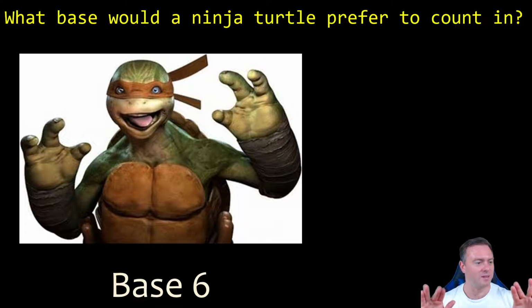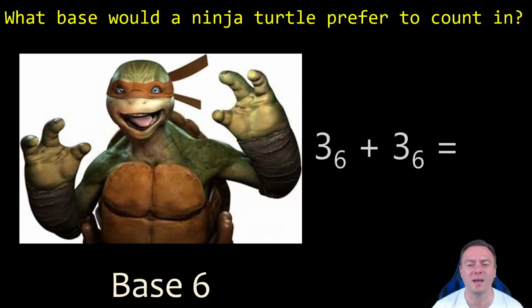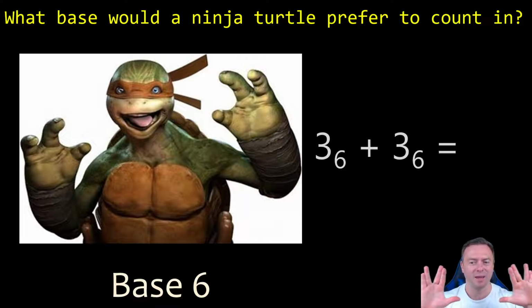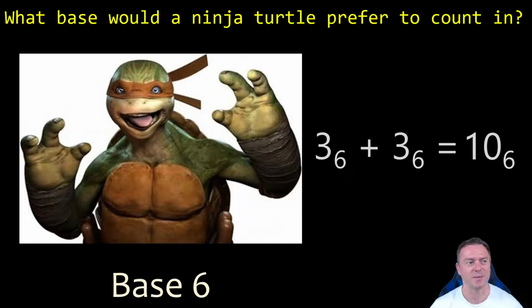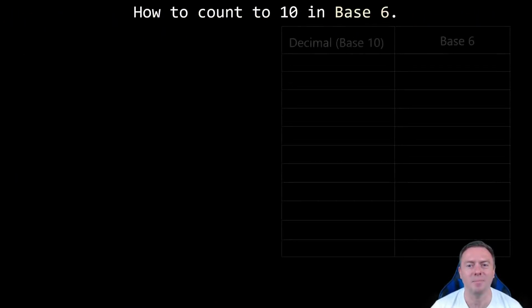So when they count as a Ninja Turtle, they will go 0, 1, 2, 3, 4, 5, 10, 11, 12, 13, 14, 15, 20, 21, 22, 23, 24, 25, 30, 31, 32, 33, 34, 35, 40, 41, 42, 43, and so on, okay? So if you had to add 3 in base 6 plus 3 in base 6, instead of that equaling 6 in our normal system, it actually equals 10 base 6, okay? So this is how we count in base 6, okay?